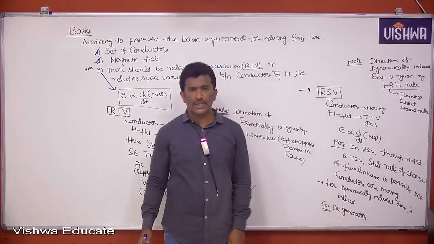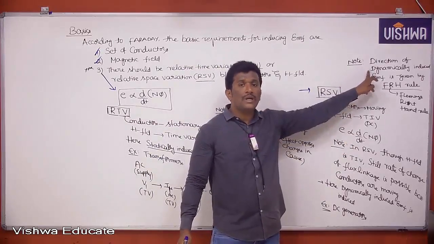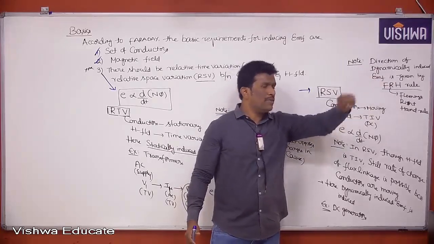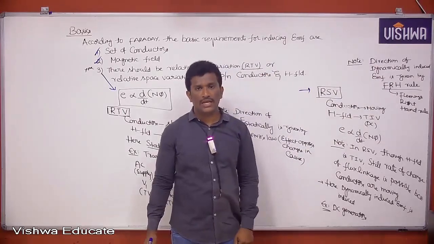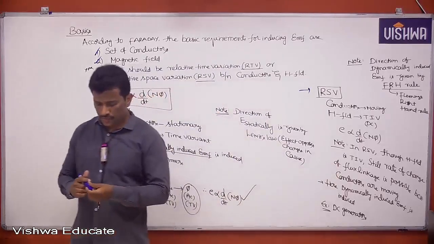Example, DC generators. Here note, the direction of dynamically induced EMF is given by Fleming's right hand rule. Okay, please note down all these things. Note down clearly.